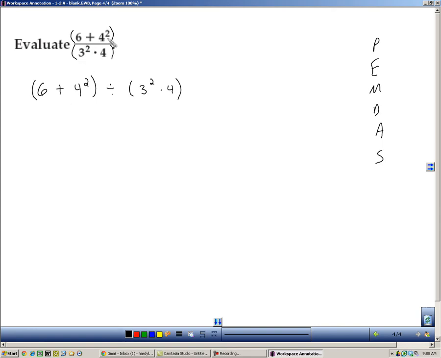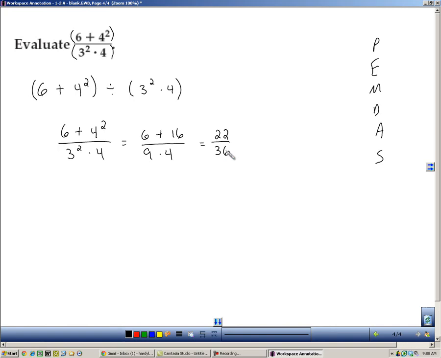So we're going to start by doing the 6 plus 4 squared. We'll evaluate that. So on the top, we do exponents first. So it's going to give us 6 plus 16, and then 16 plus 6 is 22. Now we're going to do the denominator. Exponents first. 3 squared is 9, and 9 times 4 is 36.